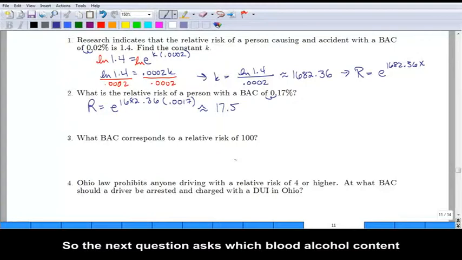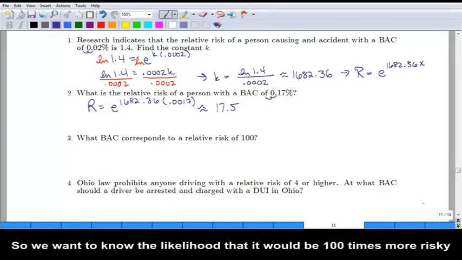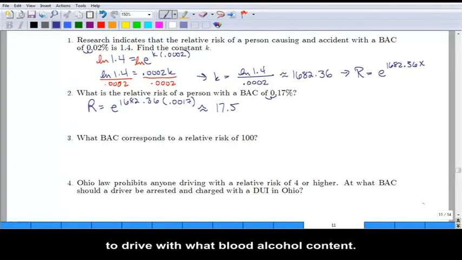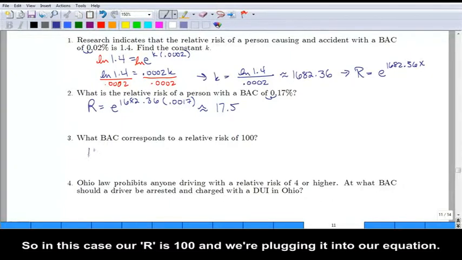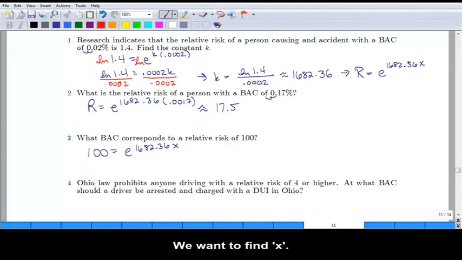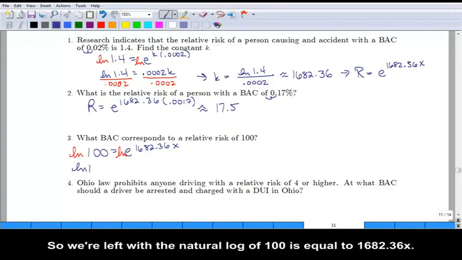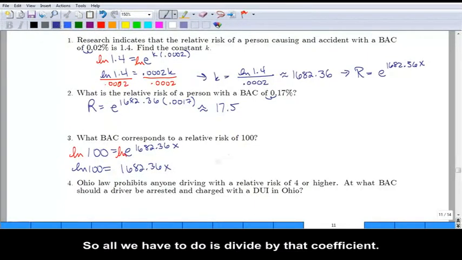So the next question asks which blood alcohol content corresponds to a relative risk of 100. So we want to know what blood alcohol content would make it 100 times more risky to drive. In this case, our R is 100, and we're plugging it into our equation. e to the 1682.36, that's our k, and then we have x. We want to find x. So again, we're going to use the natural log to get rid of the e. So we're left with the natural log of 100 is equal to 1682.36x. So all we have to do is divide by that coefficient.